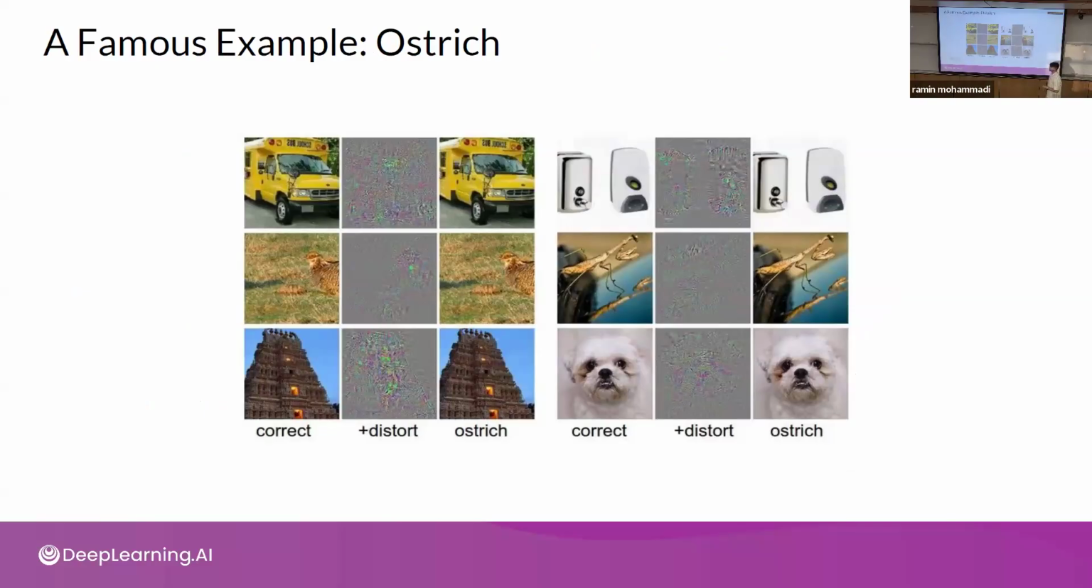Now, this is a famous example of how you can fool a deep learning model. What you see on the left is the correct image. What you see in the center is noise. And what you see on the right is the result of the classification. What was found is that for this really strong image classification model, if you add this noise to the image, it always produces ostrich.